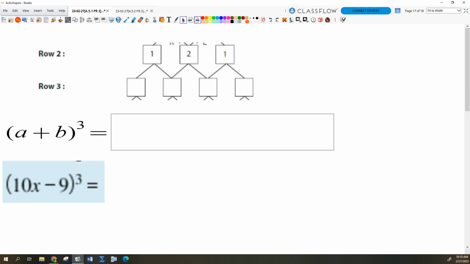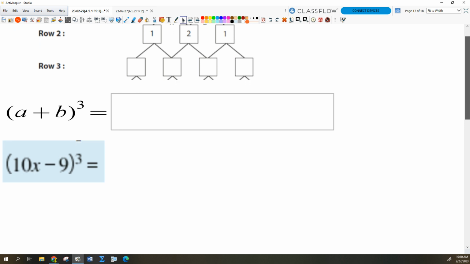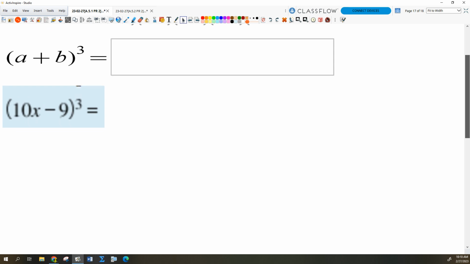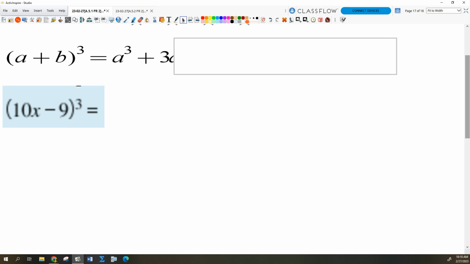How about, let's try that one. 10x minus 9 cubed. Okay, so we got to remember what row 3 is. You can make this up though. How many terms? 4. Okay, what's first term? That's easy. A cubed. Okay, next term, what's the coefficient? 3. There it is, right? It's going to be 3. So plus 3 a squared b.